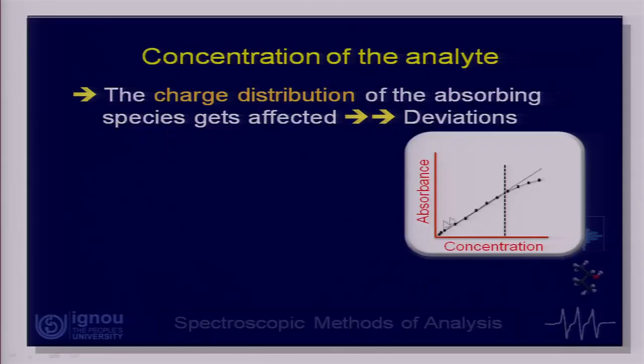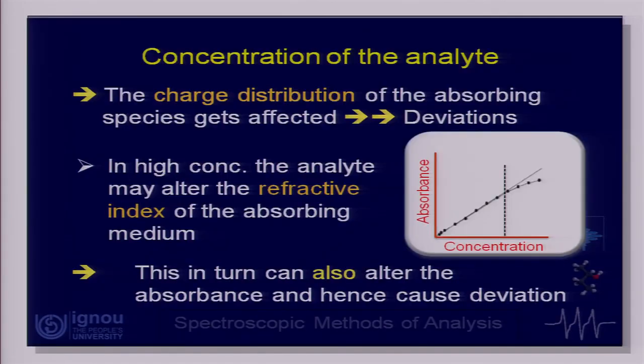As a consequence, the charge distribution around an absorbing species can get altered when a second species comes too close, whereas earlier, being far enough, nothing was happening. That can be manifested as a change in the absorbance, which becomes less. So up to about 0.01 molar there is linearity in the graph, and at higher concentration there is a negative deviation, as shown in this particular case.